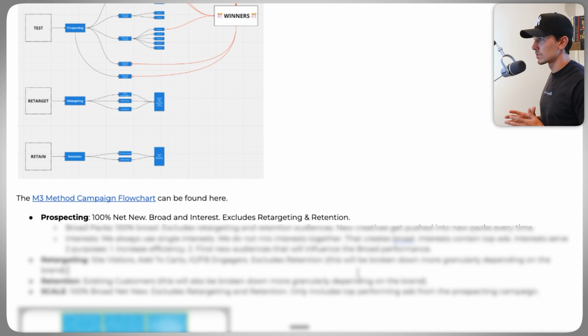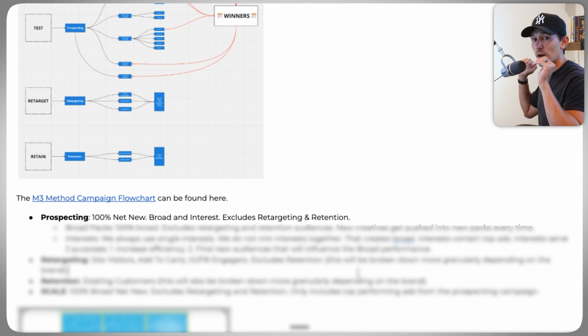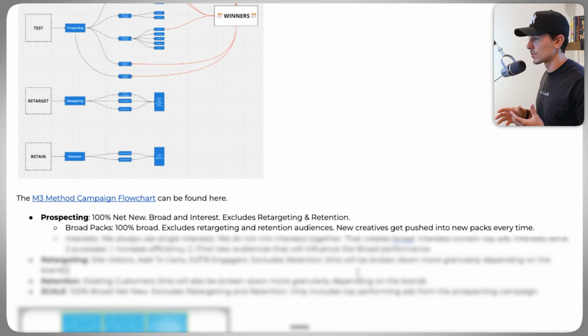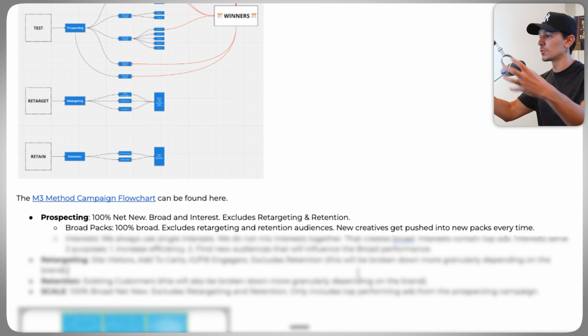We have prospecting first. Prospecting focuses on 100% net new customers. It is usually a combination of broad plus interest targeting, and it excludes retargeting and retention. Now, the purpose of excluding retargeting and retention is very, very important because it allows us to make sure that whenever we're spending on prospecting, we know it's focused on new customers specifically. And in this modular system, we have packs. Every single creative group is grouped into a new pack, and they're 100% broad. They also exclude retargeting and retention audiences.